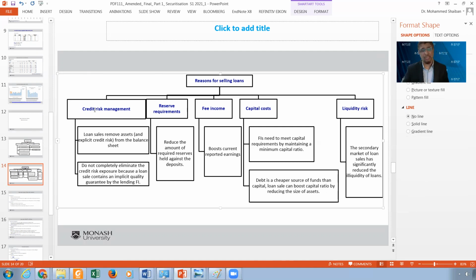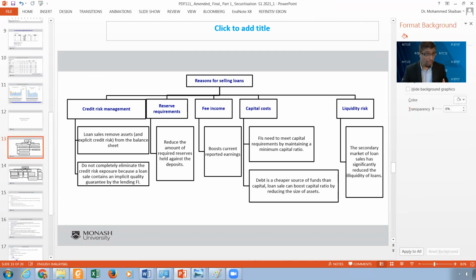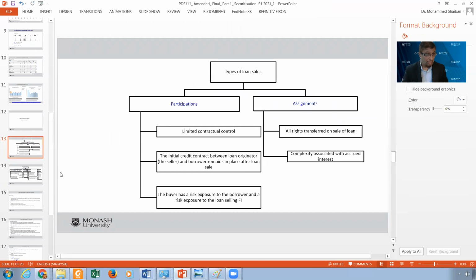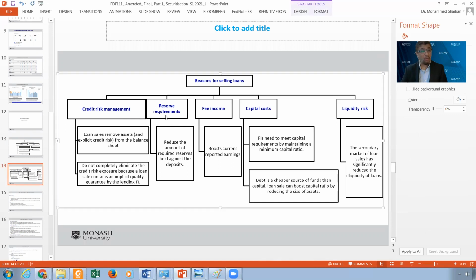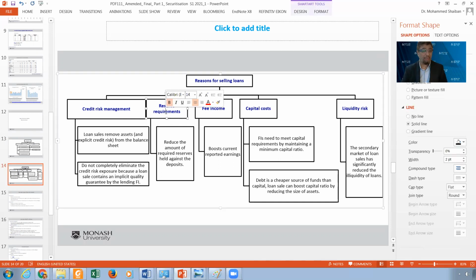The credit risk management is very clear because you sell the loan, and especially when you sell it with assignment, that credit risk of all those assets is gone for the loans you sell. Now, also, reserve requirement. What is reserve requirement? In this country, like in other countries, in Malaysia, if you receive $1 as a deposit, you have to put 4 cents or 4% of that in the central bank as a reserve.